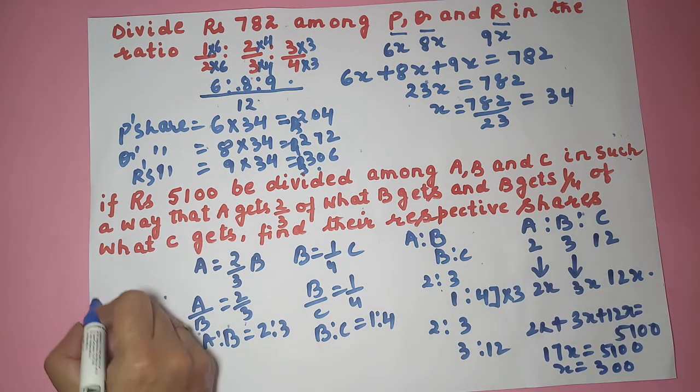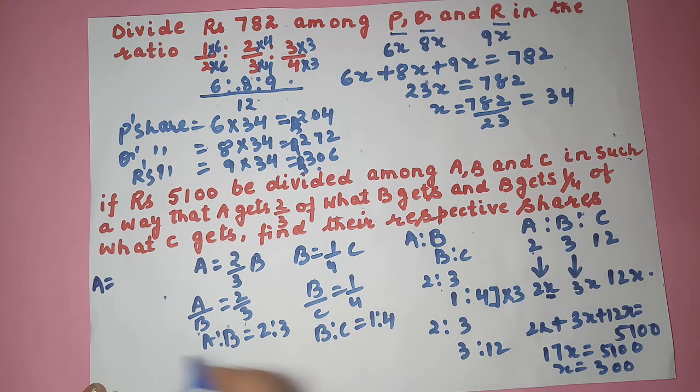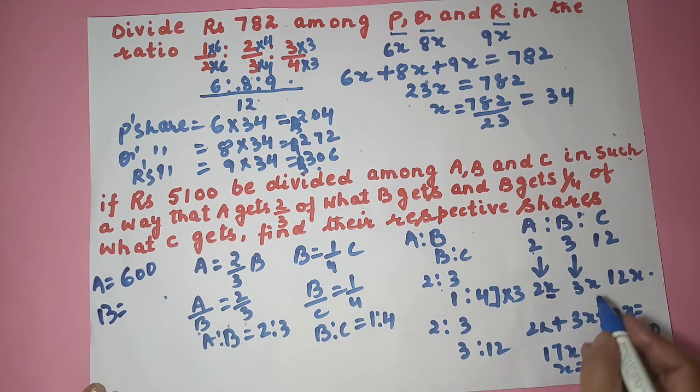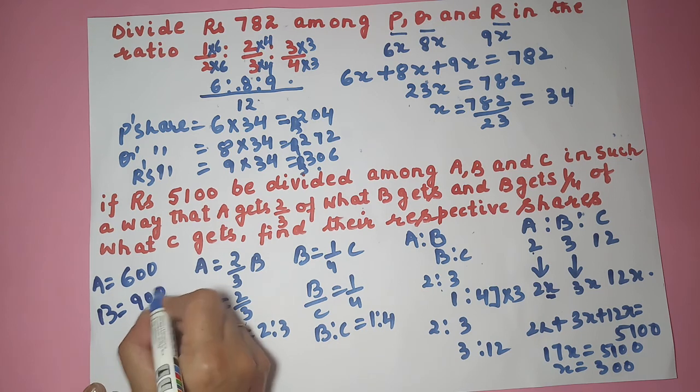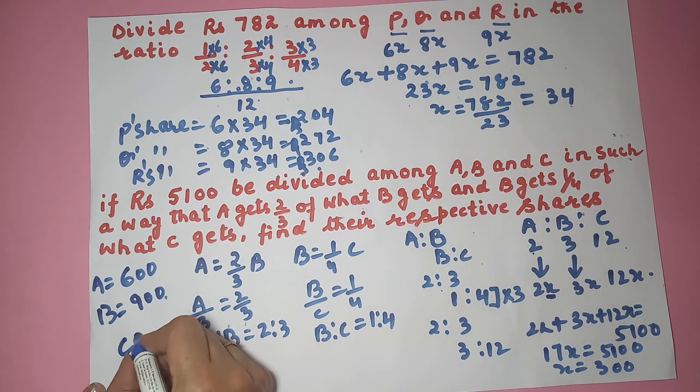We got the value of x as 300. So what is now A's share? A's share is equal to 2 into 300, which is 600. And what is my B's share now? B's share is 3 into x, that is 900. And what is my C's share? 12 into 300, that is 3600. Right?